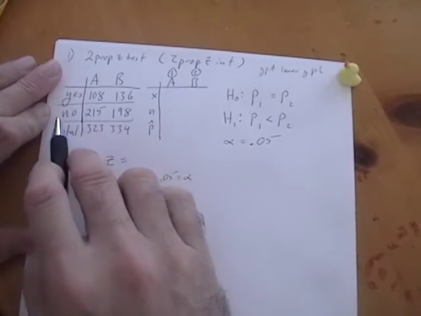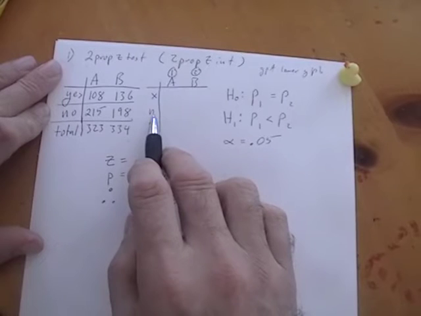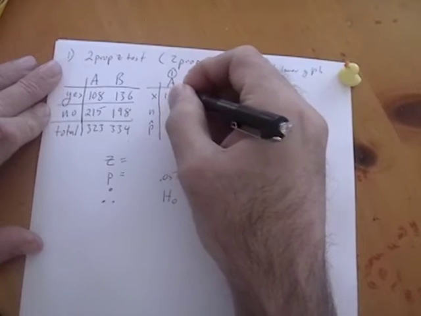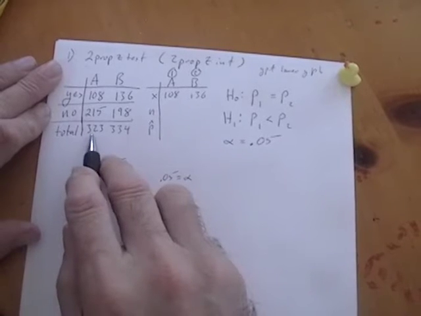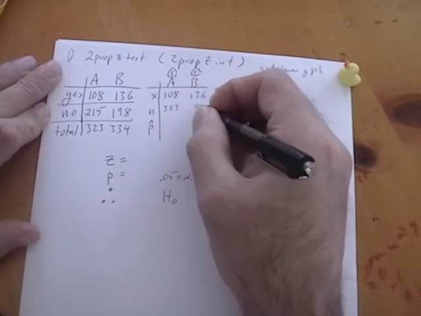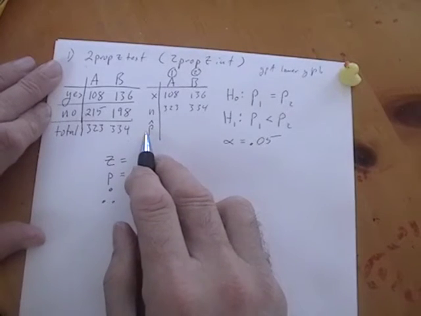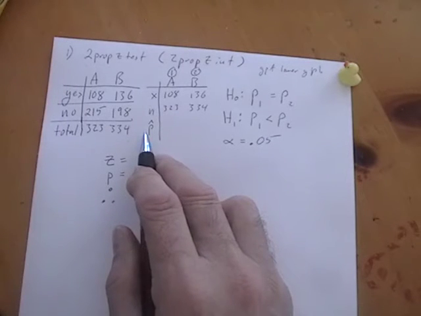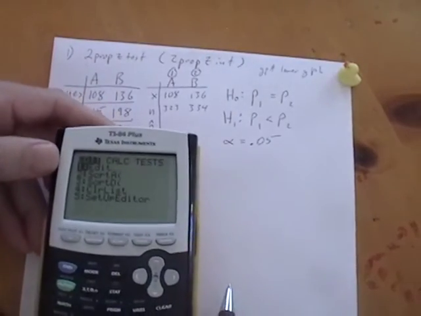I've given it in terms of yes, no, and total. The calculator is going to want x and n. Now x, those typically are the yes scores, so that would be 108 and 136. N, those would be the total respondents, so 323 and 334. P hat, I'll have to wait for; it should be part of the report that I get. I'm ready for the calculator now.